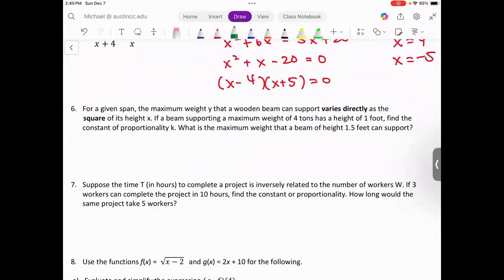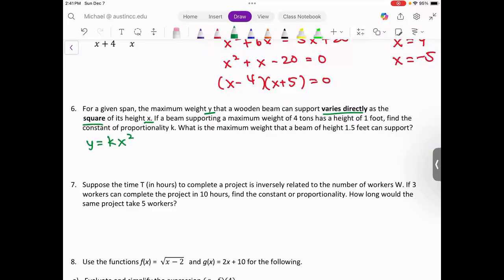So first we need our generic formula. We know we have a weight y that varies directly as the square of x. Varies directly means that our variable is going to be in the numerator. So it's going to be y equals kx. And then we look, okay, is there any variation to x? And it's going to be the square. So this is our generic formula.